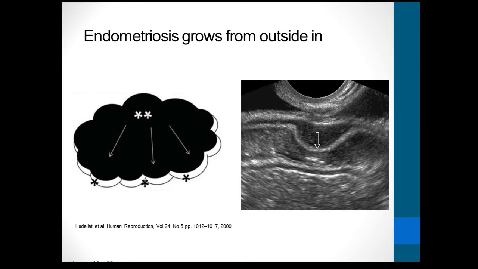So endometriosis will grow from the outside in, and so it's a hypoechoic lesion that will form on the muscularis layer of the bowel, and it will start pushing the submucosa layer inwards, as you see here. And eventually, when the lesion becomes big enough, it may grow through the submucosa and even through the mucosa layer. And when that happens, the patient may experience bleeding from the bowel during her periods.